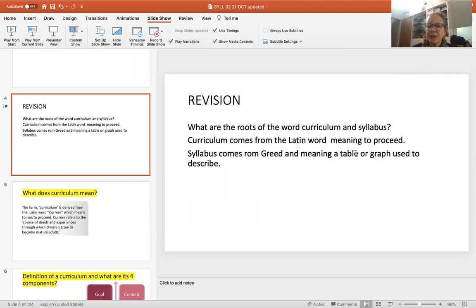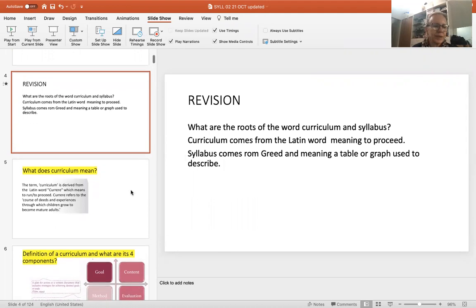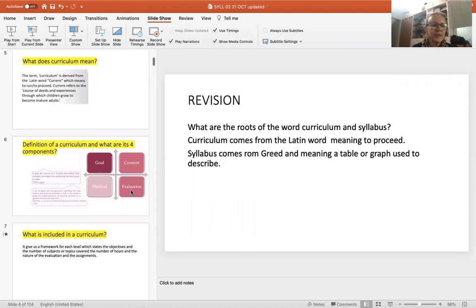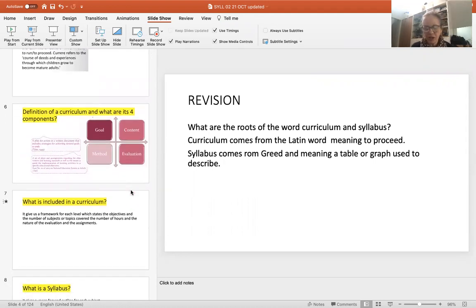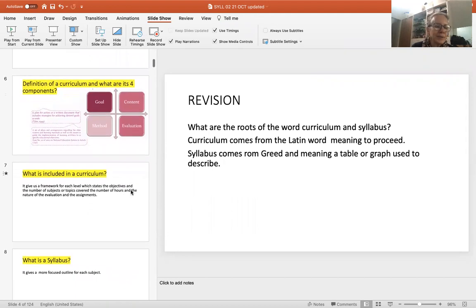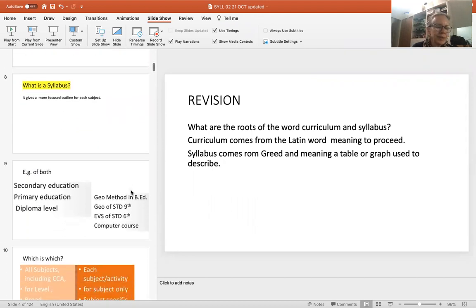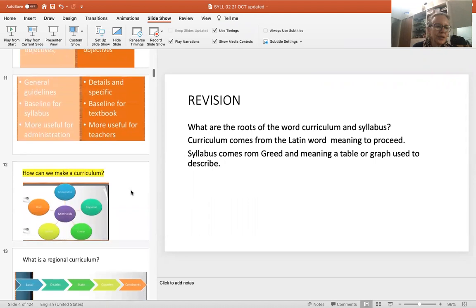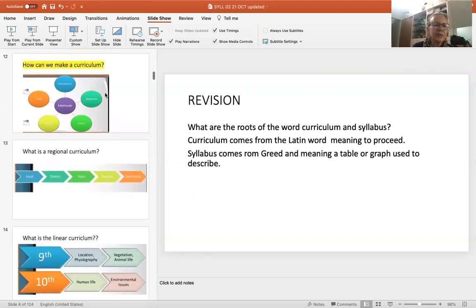The meaning of curriculum versus syllabus: curriculum precedes, and syllabus means to graph out or table something. We talked about what a curriculum is: an overview, an arching document talking about the philosophy and just the broad details, and a syllabus is a bit more detailed. We did examples of both. We looked at how curriculums can be linear or concentric, meaning cyclical, or regional, or it could be a unit or it could be a mixture.